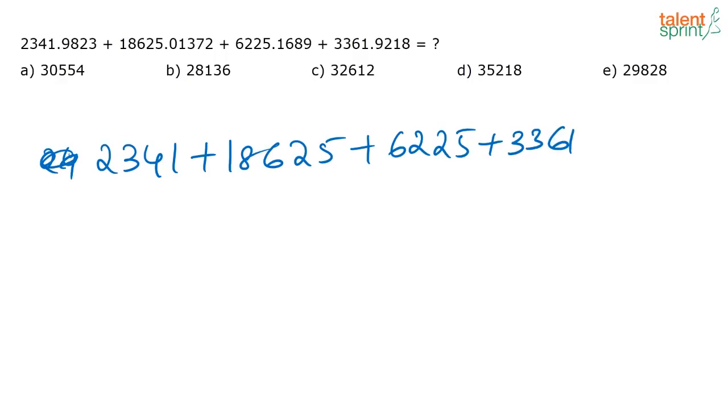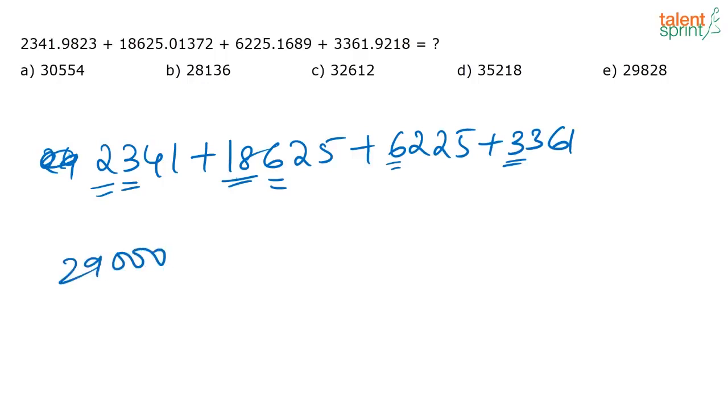So if you see here, you have 18,000, correct? 18,000 plus 6,000 is what? 18 plus 6, that is 24. So 24,000. 24,000 plus 3,000 is what? 27,000. 27,000 plus 2,000 is what? 29,000. Now 29,000 plus 300 plus 600. 300 plus 600 is 900. So I already have 29,000 with me.